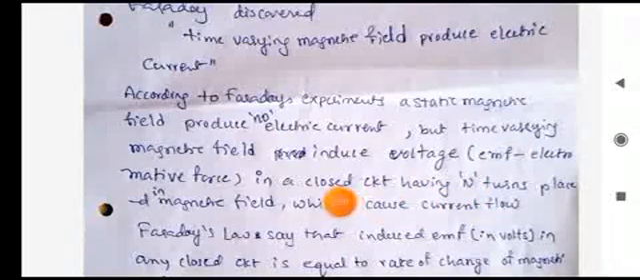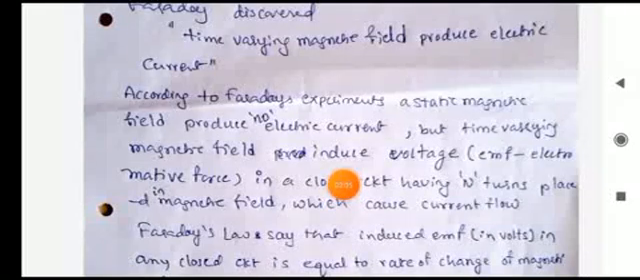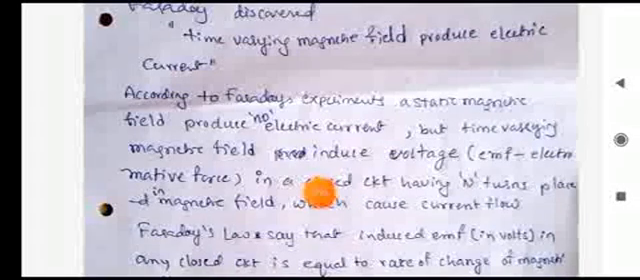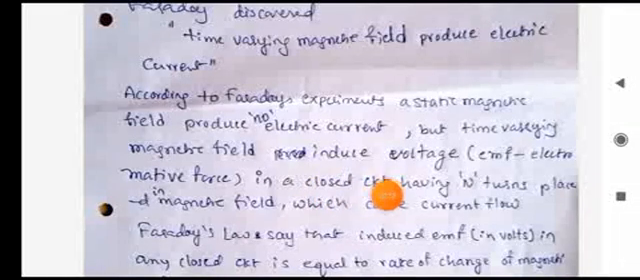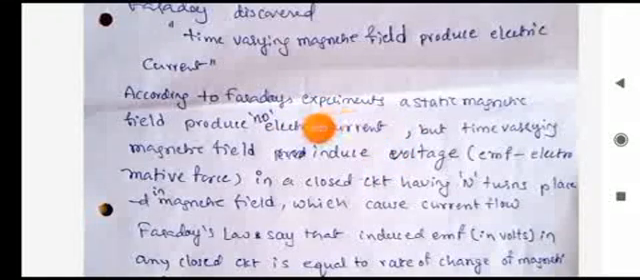Whenever a circuit having N turns is placed in a time varying magnetic field, an EMF is induced in the circuit, which causes the current to flow in the circuit. So that is Faraday's experiment.